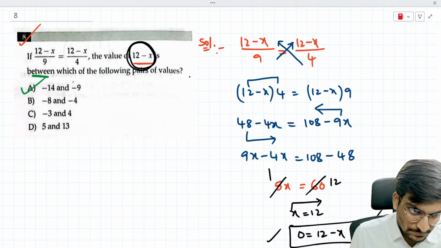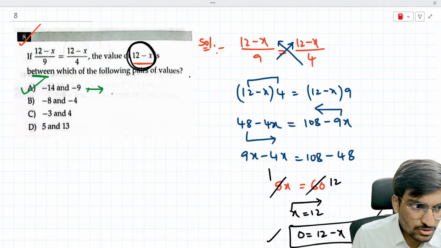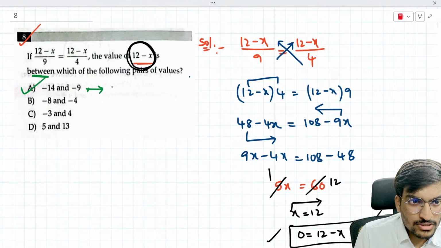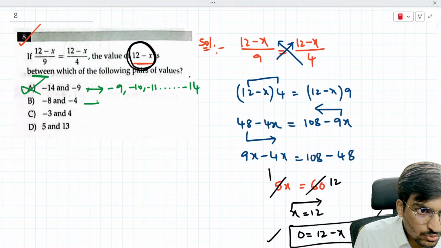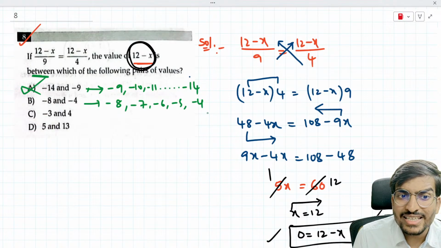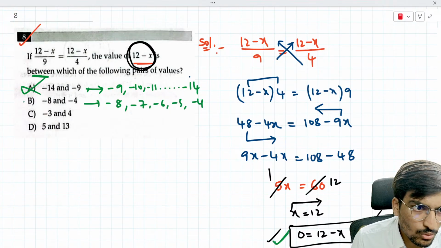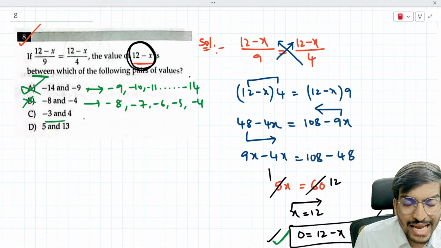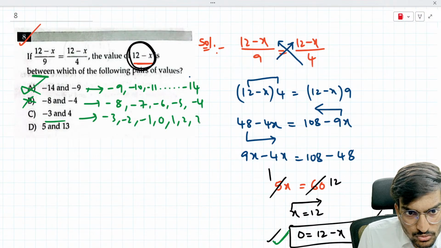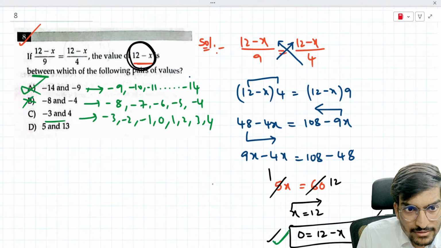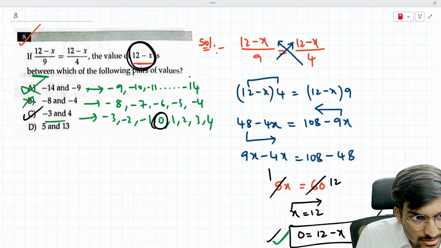Definitely not. That's going to be negative 9, negative 10, negative 11, till negative 14. So definitely not A. Option B: negative 8, negative 7, negative 6, negative 5, negative 4. We are not getting 0 in between this, so option B is incorrect. Option C: negative 3 and 4. In between: negative 3, negative 2, negative 1, 0, 1, 2, 3, 4. Yes, we got the answer 0 in between this. So option C is right.